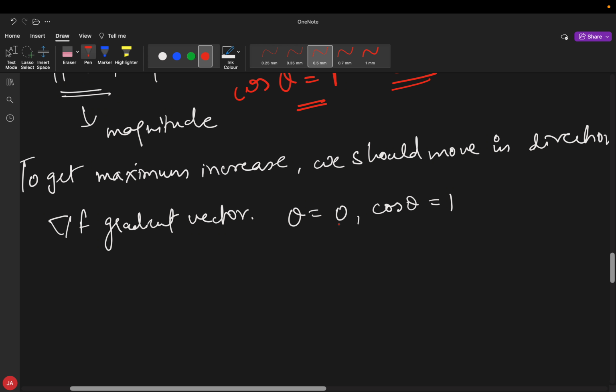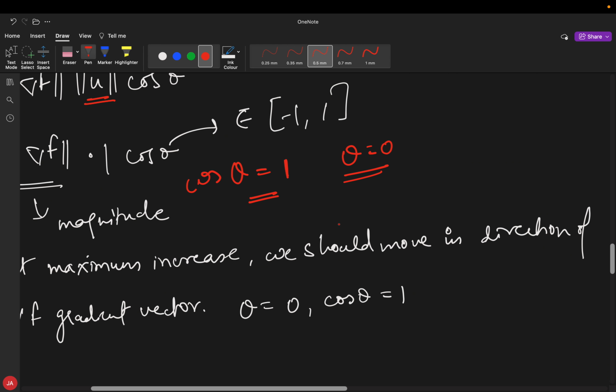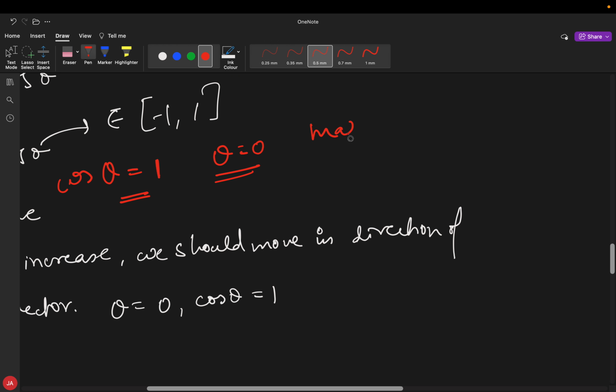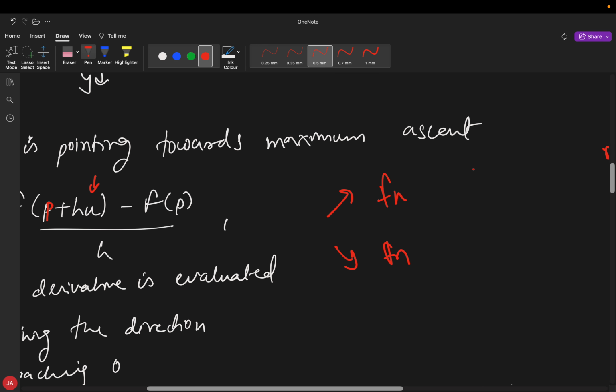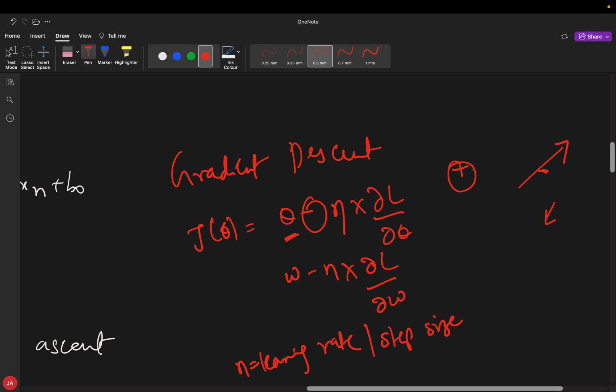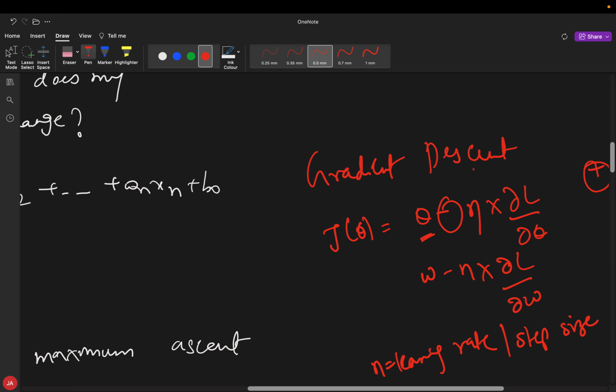right? But it is also only the magnitude, right? But if the same magnitude is leading me towards a maximum of the function, if I go in the opposite direction, say theta is -1, I'll reach the minimum of the function, right? So in the gradient descent formula we have the minus sign, which is theta equals theta minus eta times the derivative of the function with respect to the weight.